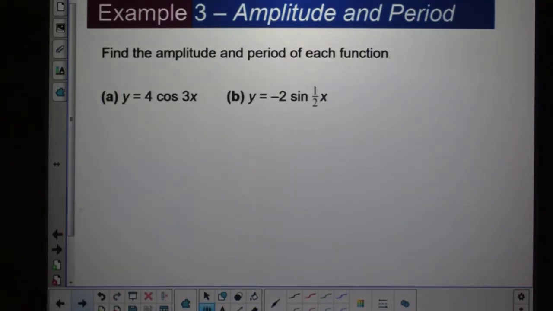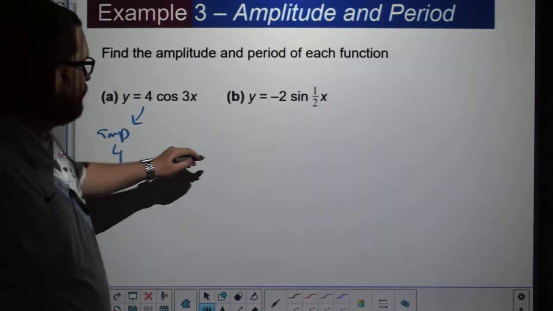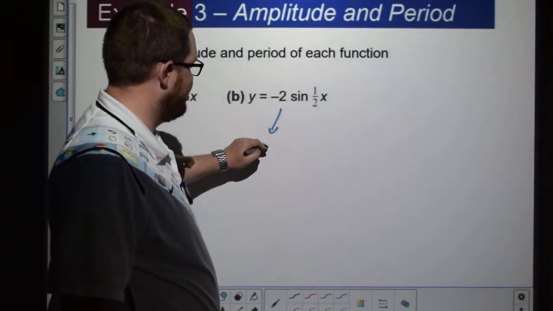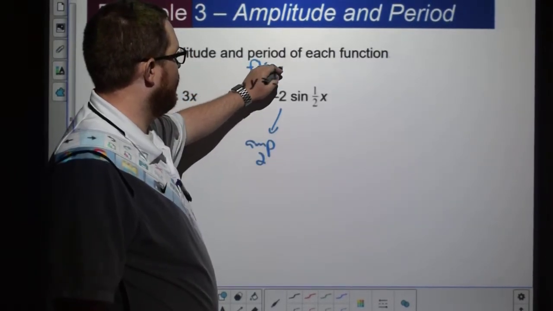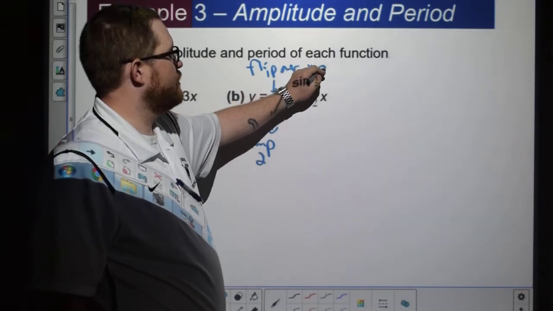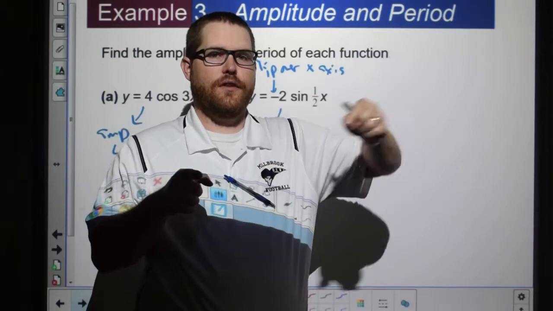Find the amplitude and period. Okay, the amplitudes are easy. The amplitude's 4. The amplitude is still 2 here. It's just flipped over the x-axis. It doesn't change the amplitude, but it just changes the direction it goes. Instead of going that way, it'll go this way.